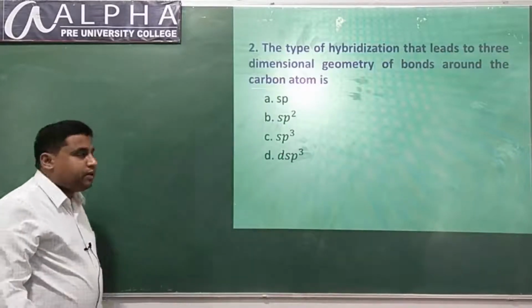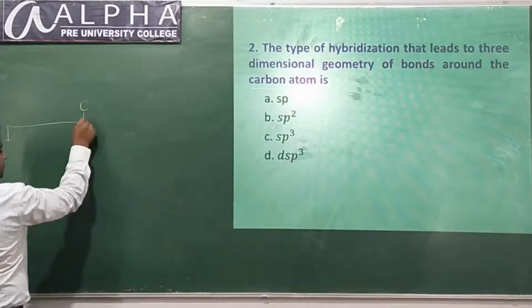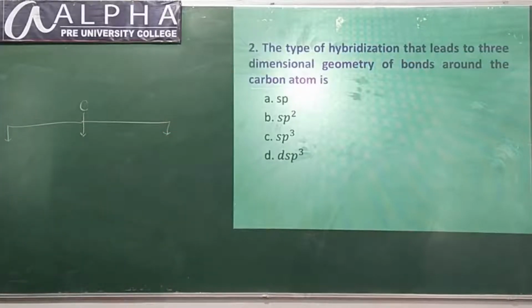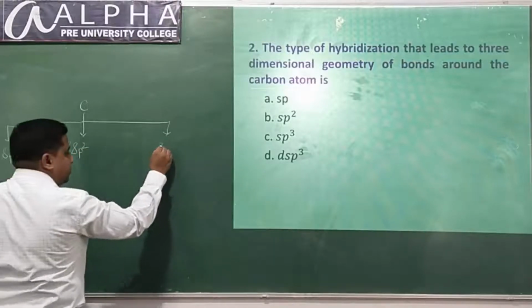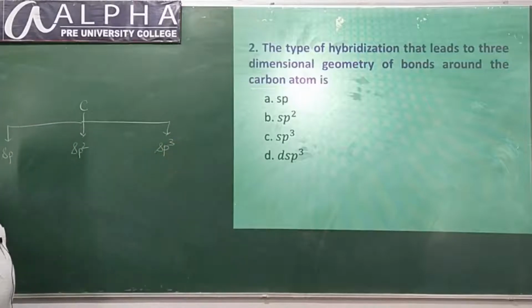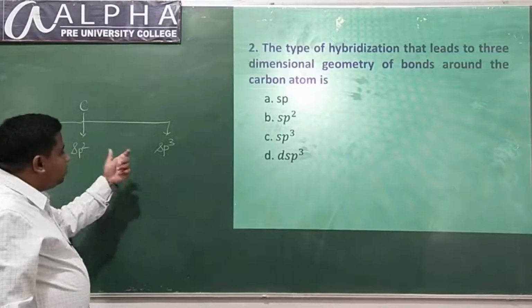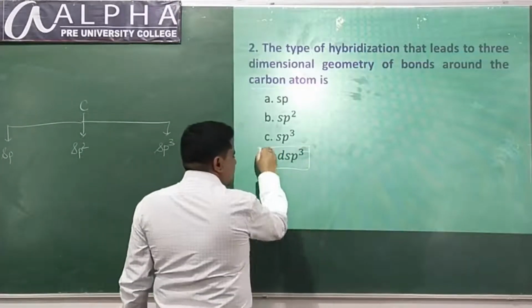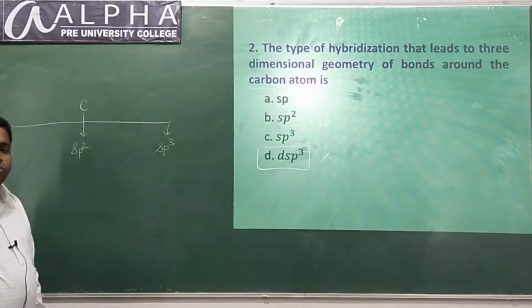See, carbon can undergo only 3 types of hybridization. Which are those 3 types? sp, sp2 and sp3. Carbon can undergo only sp, sp2, sp3 hybridization. Therefore, this cannot be the answer. So I can overrule option D, isn't it?